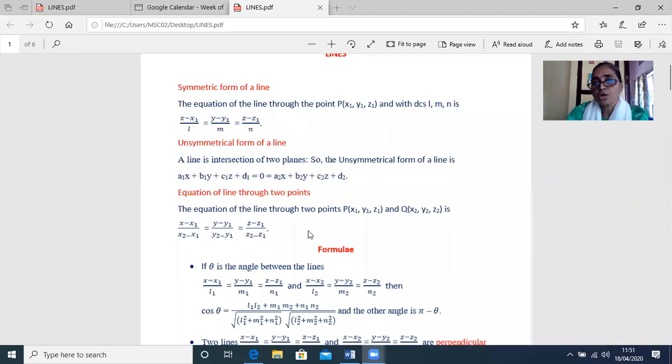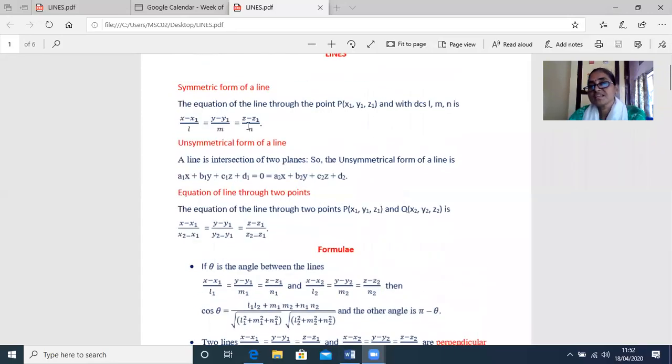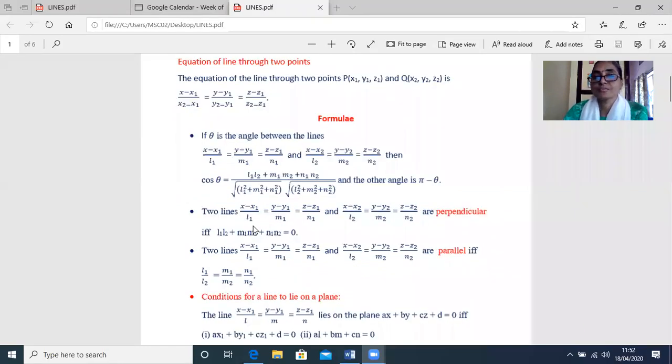Now, how to find the equation of the line passing through 2 points? So, if P, Q are the 2 points through which the line is passing, then you can write this formula to find the equation of the line. So, the first one is the symmetric form of a line. The second one is the unsymmetrical form of a line. The third one is the equation of the line through 2 points. Now let us see some of the formulas.